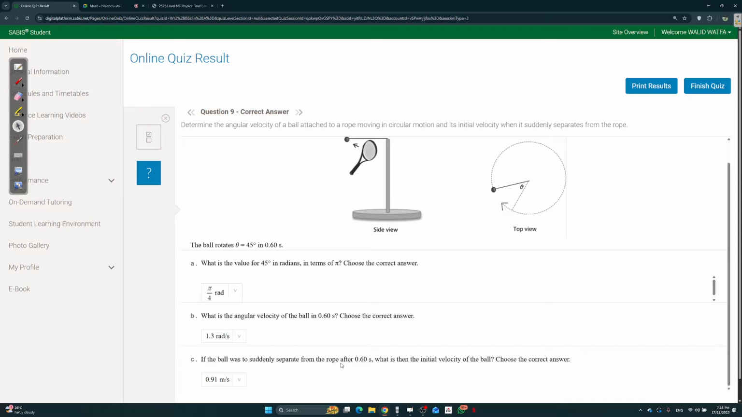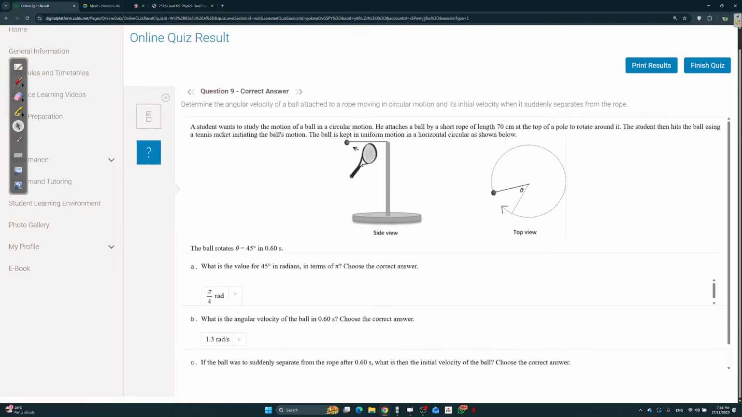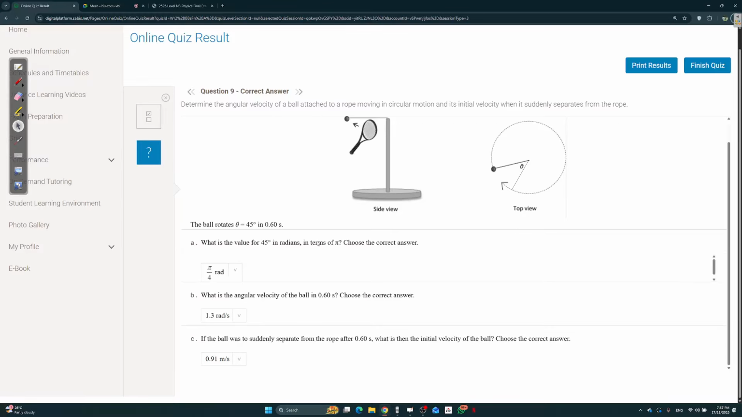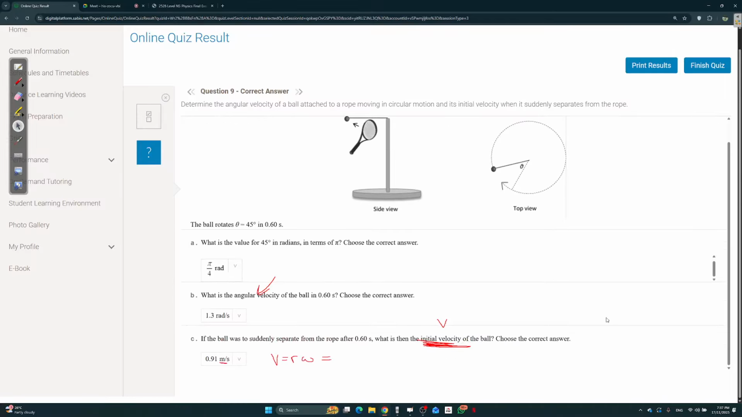Then we go down to part C. If the ball was to suddenly separate from the rope after 0.6 seconds, what is the initial velocity of the ball? So they want to find the velocity. Very easy. Did they give us the radius? Yeah, they gave it. Okay. When they're saying what is the initial velocity over here, they're talking about meters per second, so that's v. And there's only one formula that can relate the angular velocity over here to v, and that's simply that v is equal to r omega. And the radius here is given to us as 70 centimeters, so 0.7 meters. So it's simply going to be 0.7 times 1.3. That gets you 0.91.